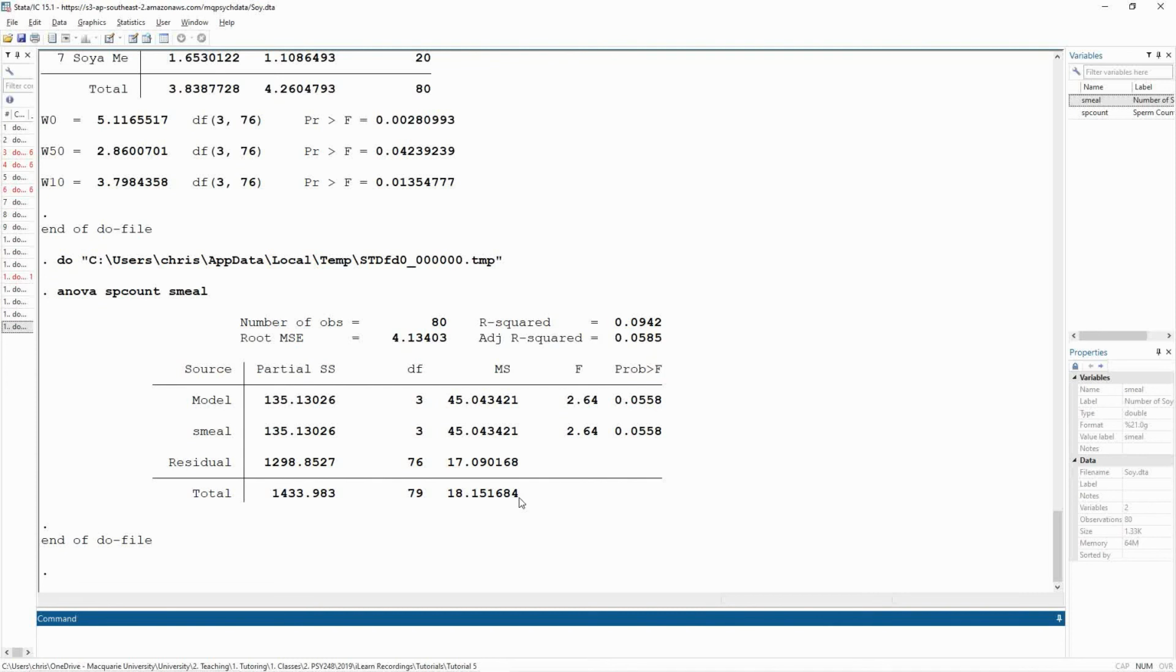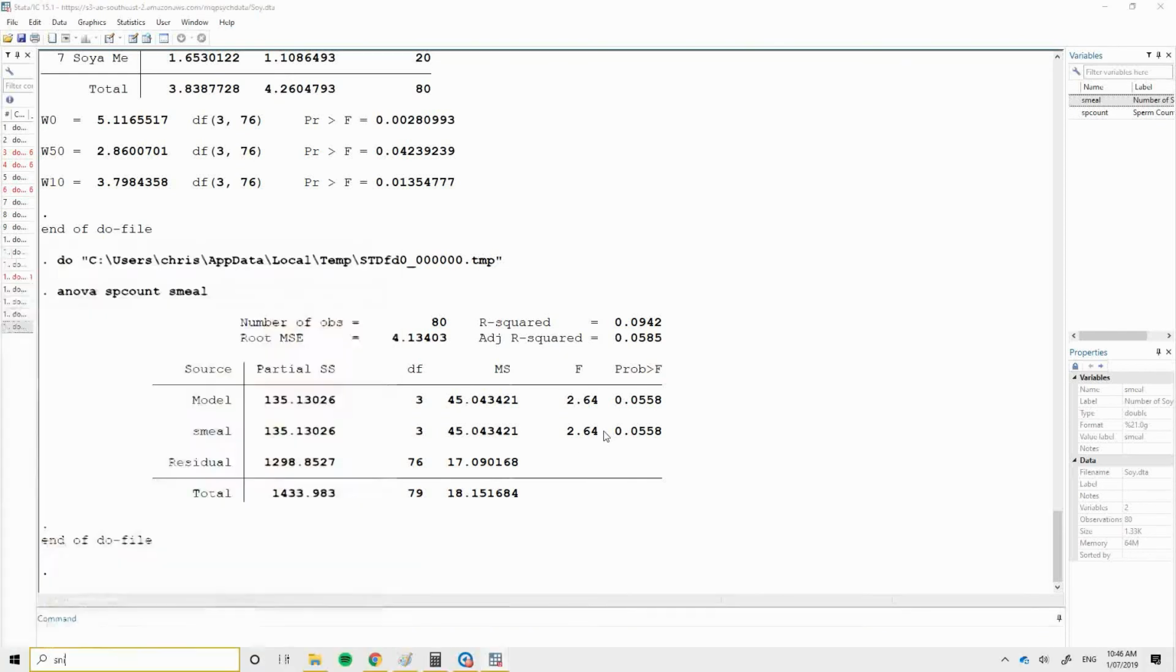Stata is actually one of the few stats programs that will give you a total mean sums of squares, because conceptually it doesn't make sense to talk about a total mean. So normally all you would see is these two values, and they're not additive. You can't add them up. Our F statistic takes our mean sums of squares for the IV and divides it by the residual. So in this case, 45 divided by 17 and a bit gives me 2.64.